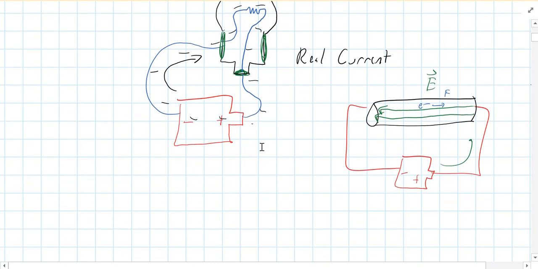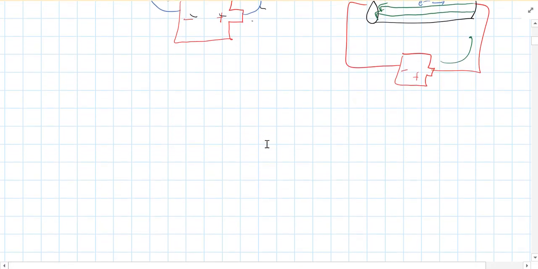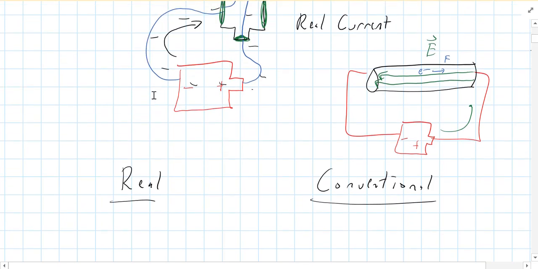Electrons flow. But if you talk to an electrician, if you talk to even an electrical engineer, and even in some cases, if you talk to a computer scientist, even though they all know that electrons flow, that's not how they think of it. Okay? So we have two different kinds of current we talk about. We talk about real current, and then we talk about something called conventional current. Okay, so what's the difference? Well, real current's what we've been describing.